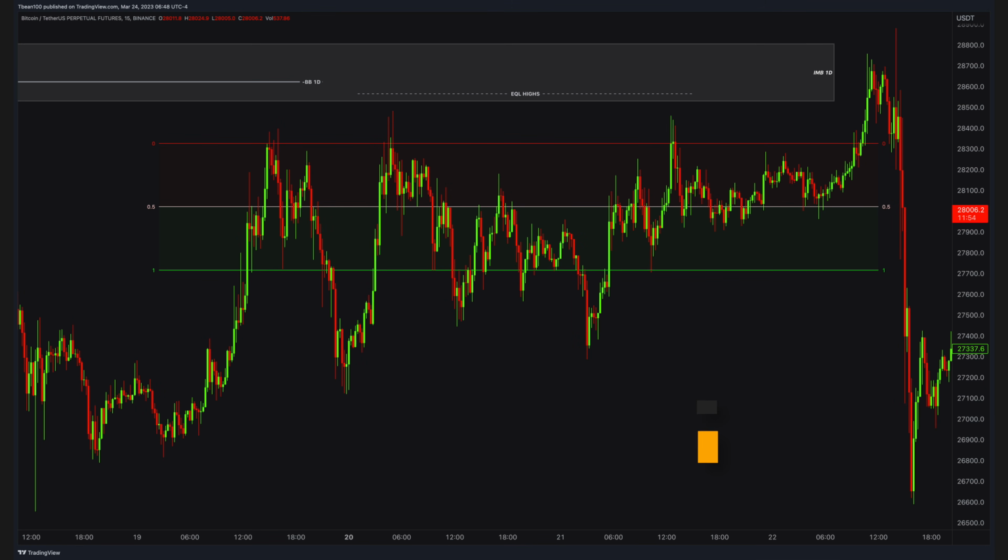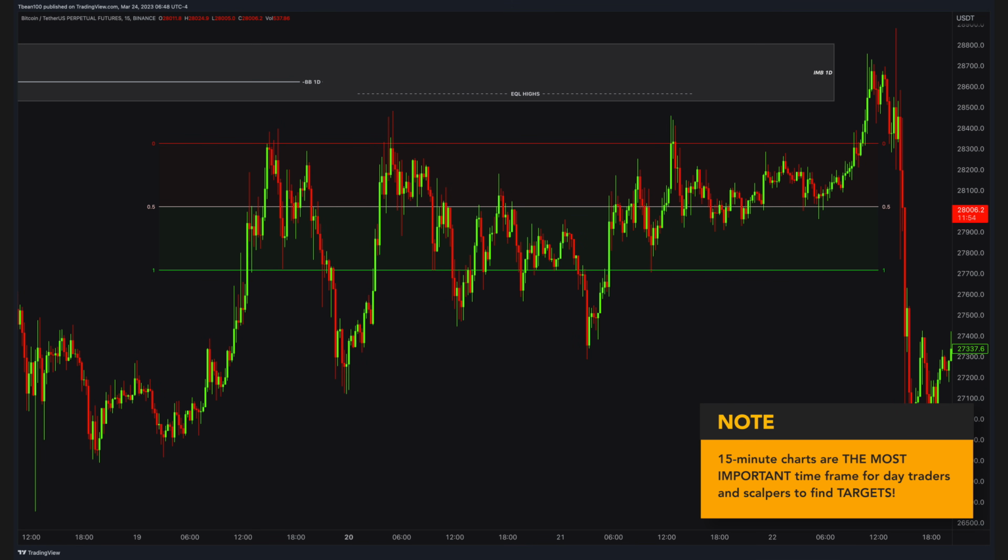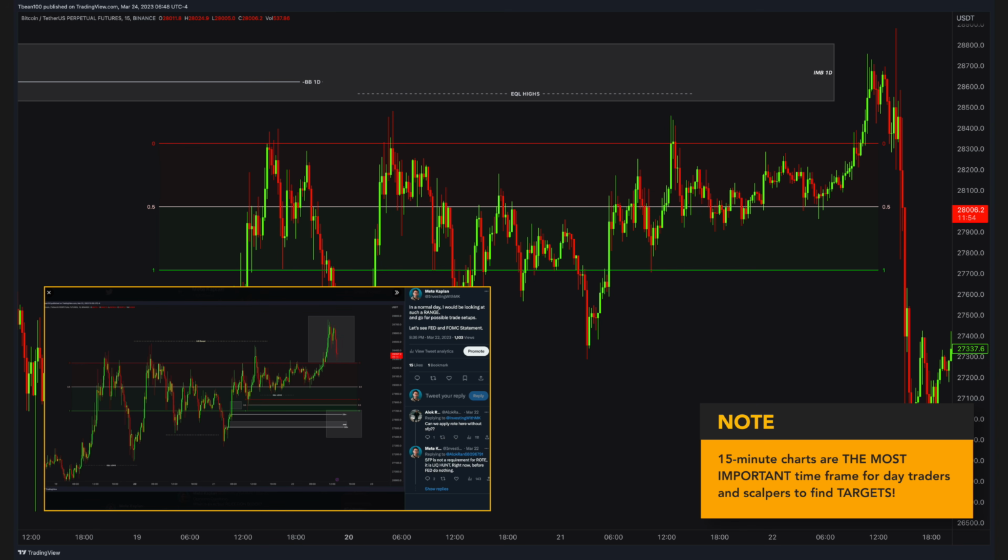Let's see the 15-minute chart. 15 minutes is probably the most important time frame for day traders and scalpers. You can find the clearest targets in this time frame. As I tweeted this chart before the real action, I watched this range and specific price levels for possible entries and targets. Let us see what we had here.